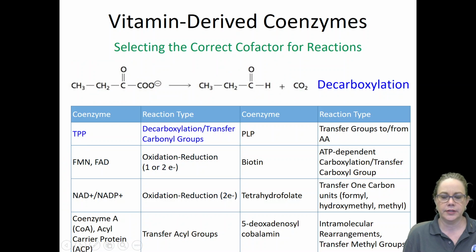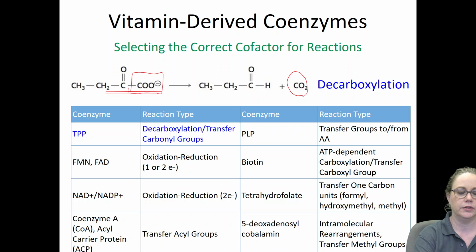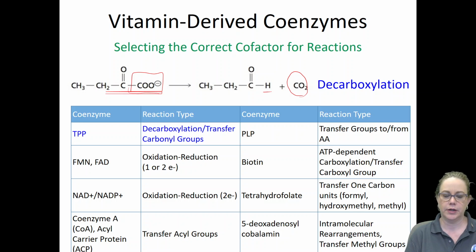All right, in our next example, we want to identify what's going on. This one's a little bit easier because you see the second product produced there is carbon dioxide, so that's a decarboxylation. Notice that that was present on our substrate, and then we've lost that and gone to an aldehyde. With this example, we only have one coenzyme that can catalyze that decarboxylation, and that's our TPP.